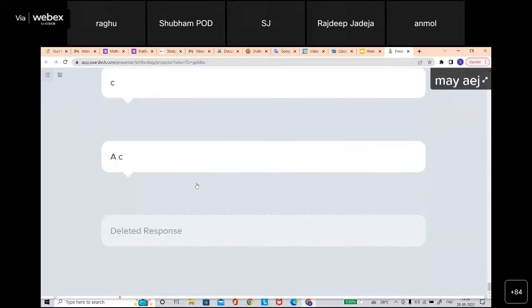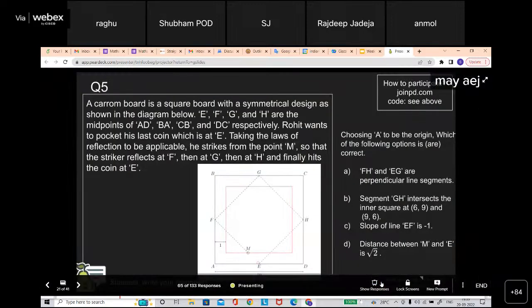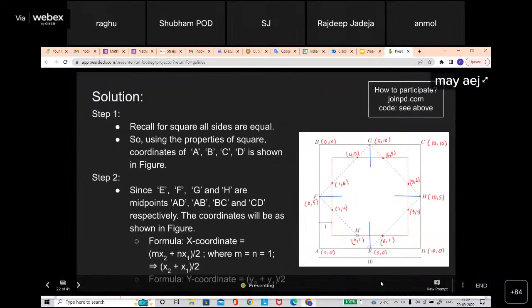Okay, let's discuss the solution of it. So, for the square, you know all sides are equal. So what you can do, see, all sides are equal and this distance is given as 10 meters and this is here 1.